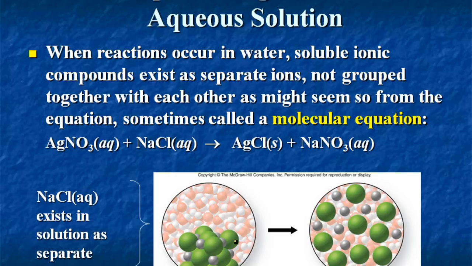But actually, what does it look like? This is solid NaCl. Let's say it's a chunk. We put it into water, and in water, this is how they exist. It has separated into Na plus and Cl minus ions, right? But when we write it, we write that as NaCl aqueous. Everyone is with me so far?